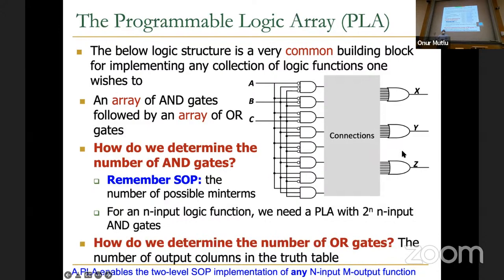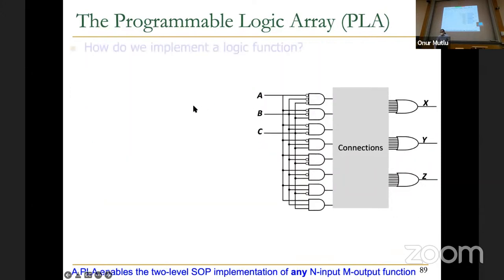If you have a one output, then you only use X over here, or Y, or Z. Okay. Is this clear? Okay, the sum of products form. Let's take a look at some examples.